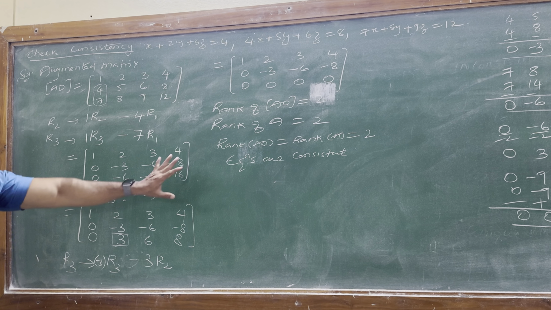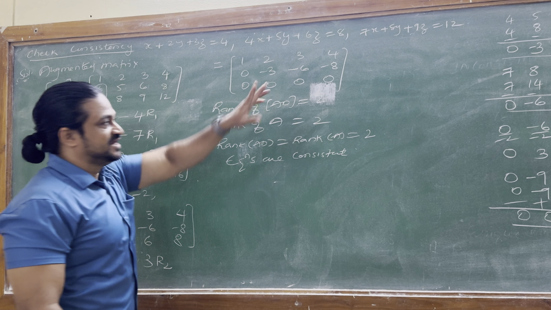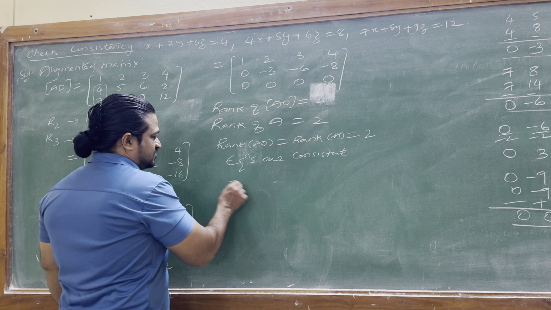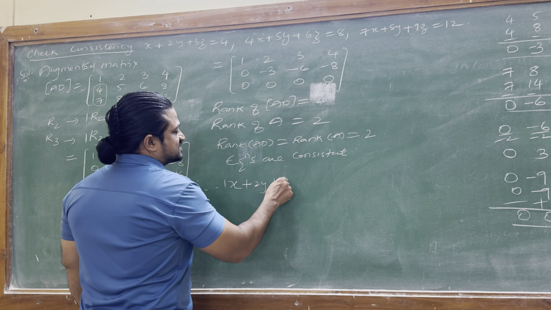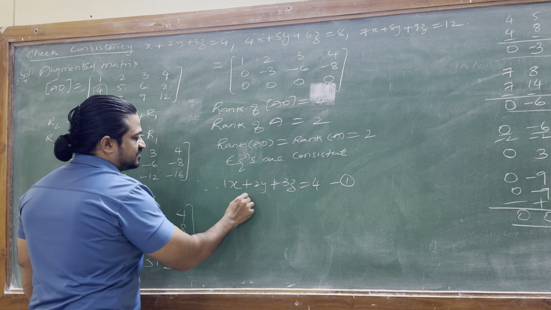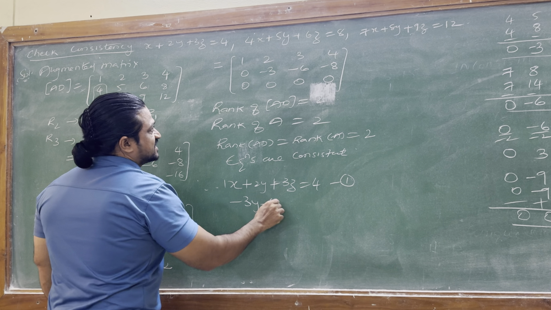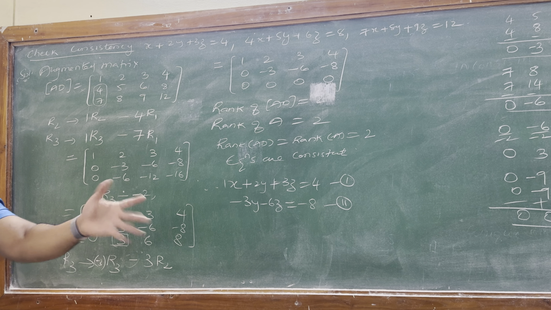Check consistency means up to here it is okay. Solve completely. To solve it, again we will write equations. What are those? X plus 2y, 1x also you can take, plus 3z equals to 4. Equation 1. Here what we have? Minus 3y minus 6z equals to minus 8. When you will get 3 equations, that time you will get complete solution. When ranks are 3, 3, that time you will get x, y, z unique values.